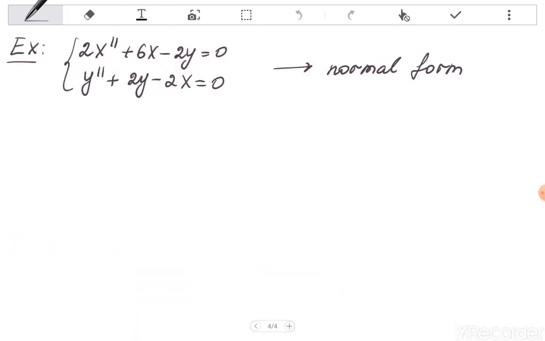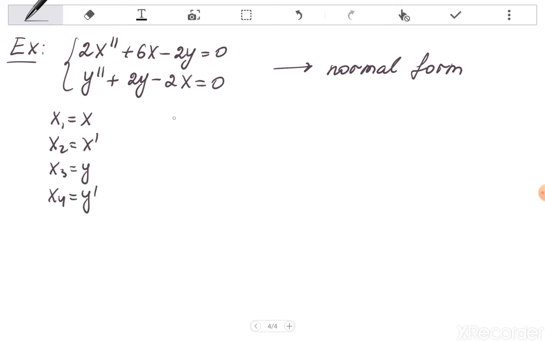The normal form also can be obtained not just for differential equations, but also for systems with higher derivatives. For example, let's look at this system where we have second derivative of x and second derivative of y. So what can we do here? Again, we introduce x1, let's say this is x, x2, let's say x prime, x3, let's say y, and x4, let's say y prime.